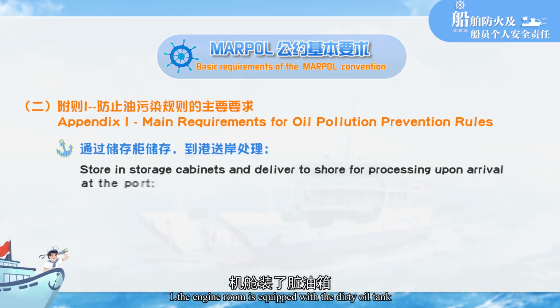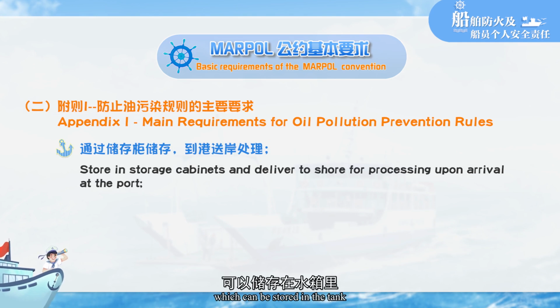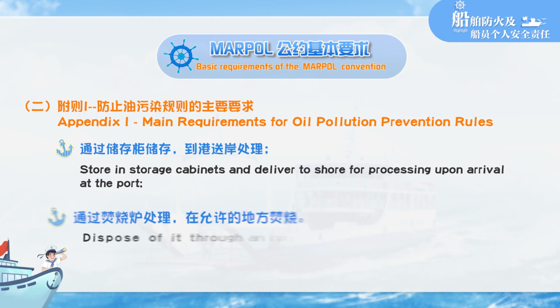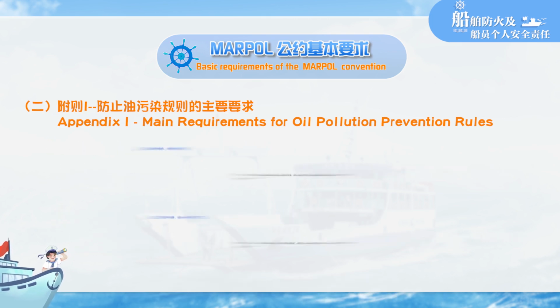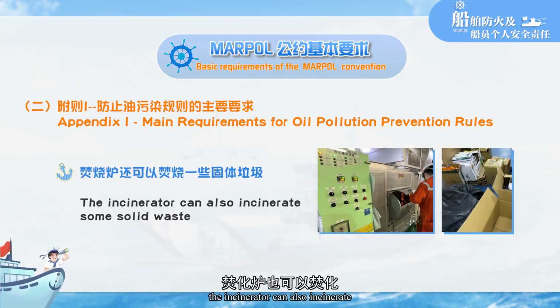1. The engine room is equipped with the dirty oil tank, which can be stored in the tank and sent to the port for shore treatment. 2. Dispose of it through an incinerator and burn it in a place where incineration is allowed. The incinerator can also incinerate some solid waste within its scope, such as cardboard, oily rags, etc.